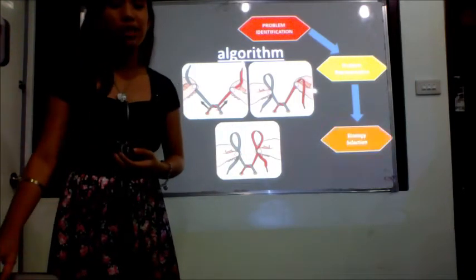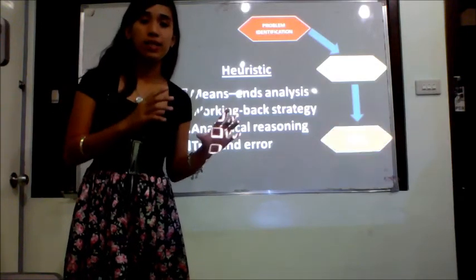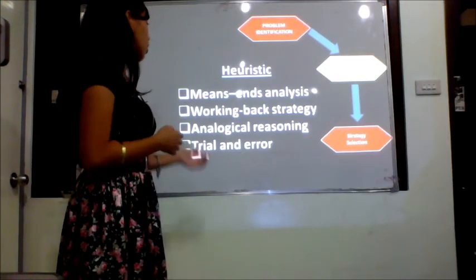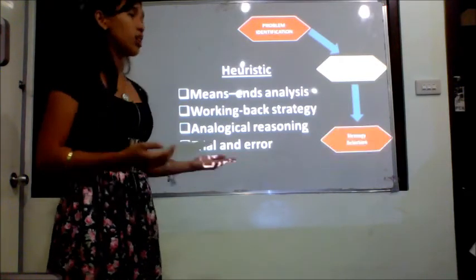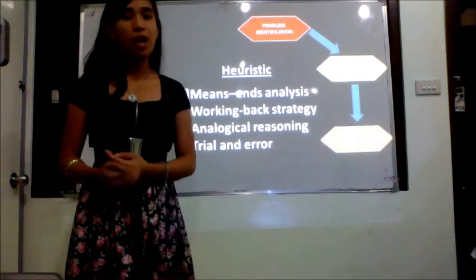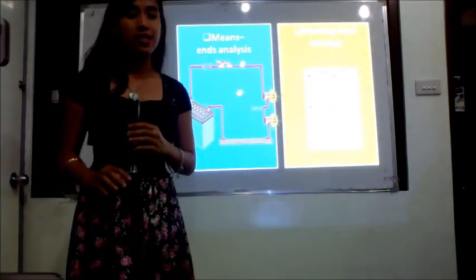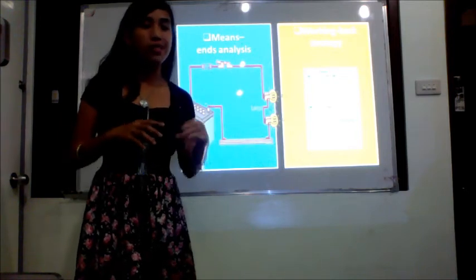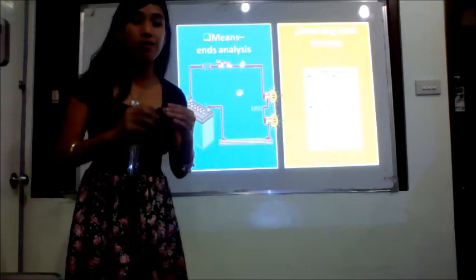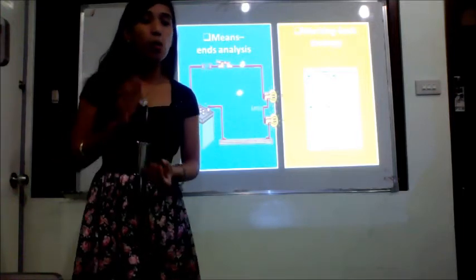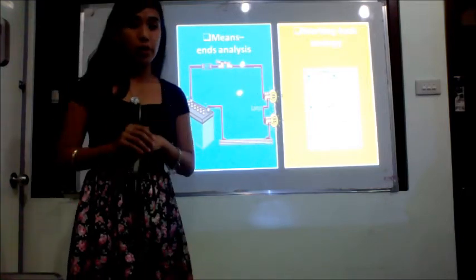The second one is what we call the heuristic. There are kinds of heuristics, namely the following: the means-ends analysis, working back strategies, analogical reasoning, trial and error, which will be discussed further. The first one is the means-ends analysis. This is where a problem is subdivided into a set of sub-goals with the objective of solving each. One good example is computing every flow of a circuit.